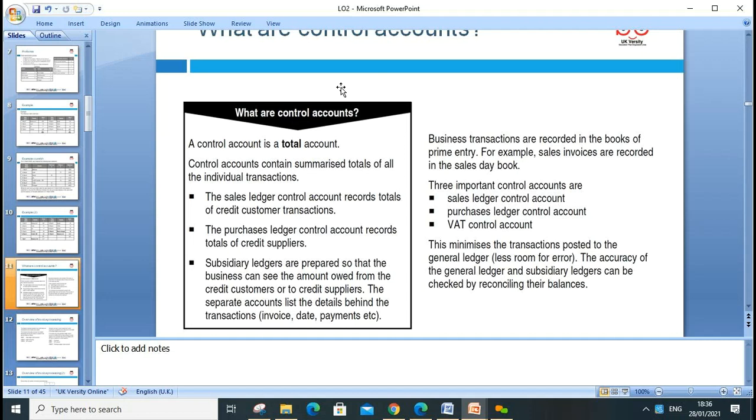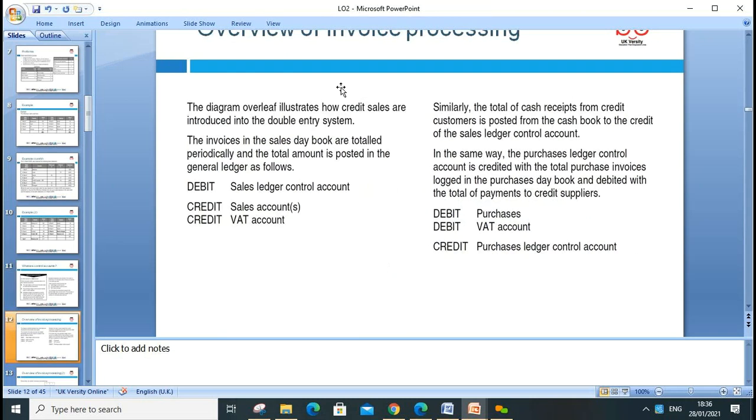Purchase ledger control shows how much I bought, or purchases on credit, that I have to pay. VAT control shows how much VAT I have to pay to HMRC, the tax office. So for the purchase ledger we do debit, and for the sales we do credit, and the VAT we do credit.